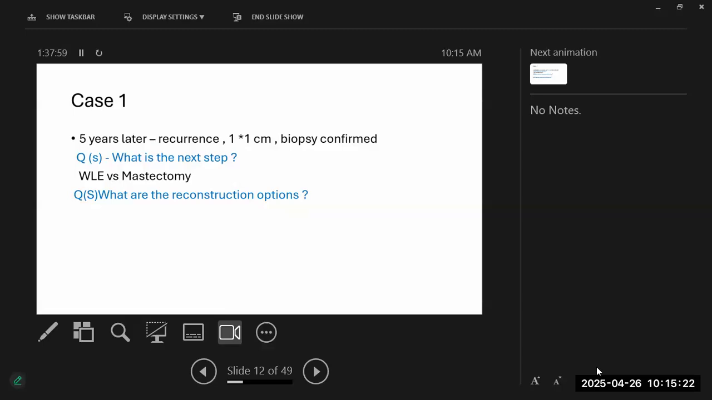Is it possible to do a skin sparing mastectomy in a radiated patient? Yes, of course, we can do a skin sparing mastectomy. The only thing is you will experience a bit of bleeding. In a radiated breast, you will have bleeding, and you will also experience bleeding if the patient has undergone neoadjuvant therapy, not in this case. So in a radiated breast, we can do a nipple sparing mastectomy and implant.